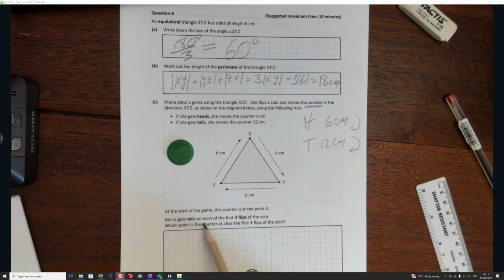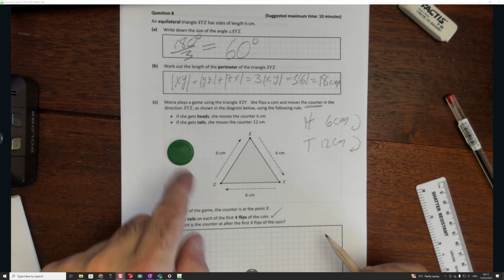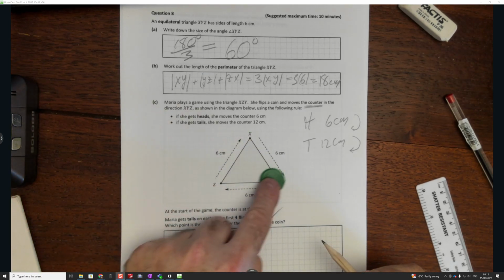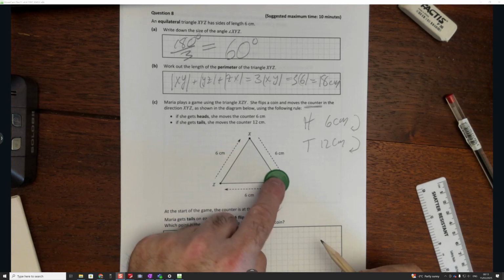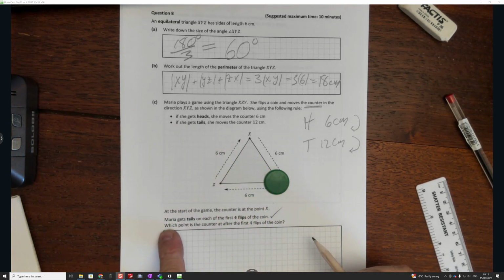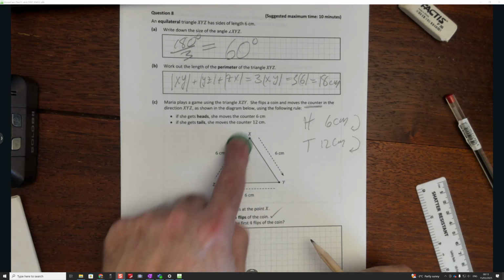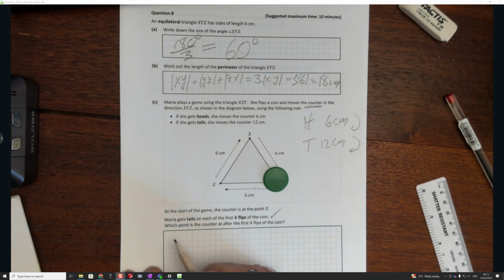She gets tails on each of the first 4 flips of the coin. We can model that out. 1, 2, 3, 4. Which point is the counter at after the first 4 flips of the coin? Well, I just did it. 1, 2, 3, 4. The answer is Y.